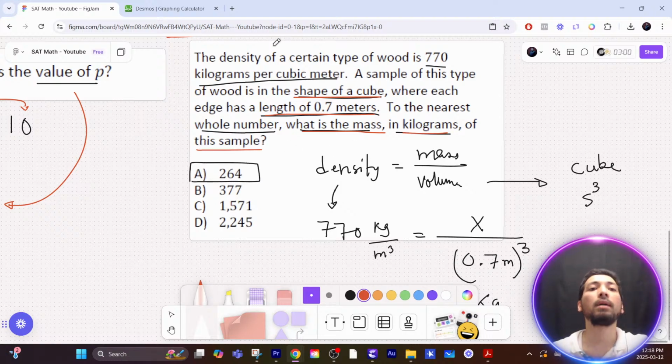So anytime you come across the density problem, you need to understand this density formula. Density is equal to mass over volume. Okay, so mass is not given over here, so I'll just take this mass as my x variable.